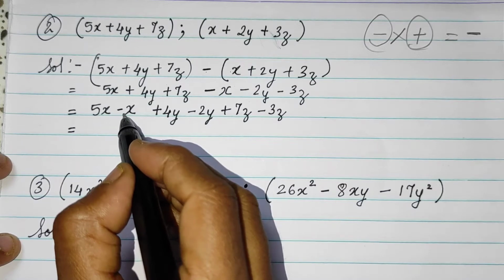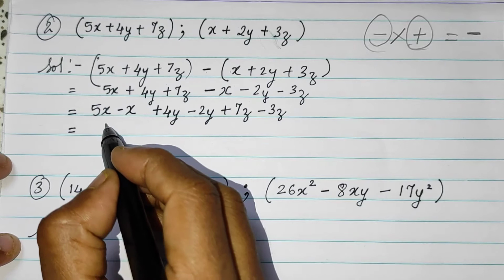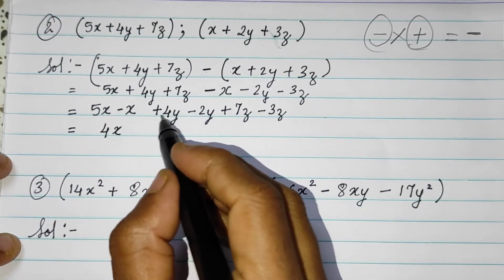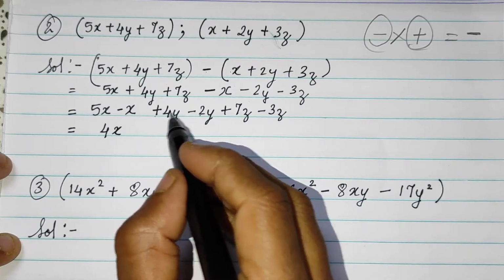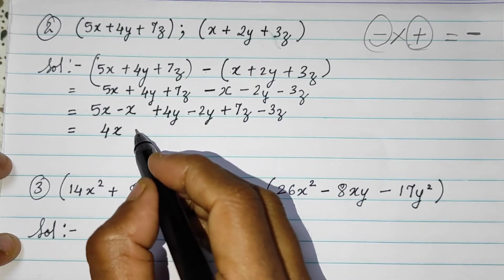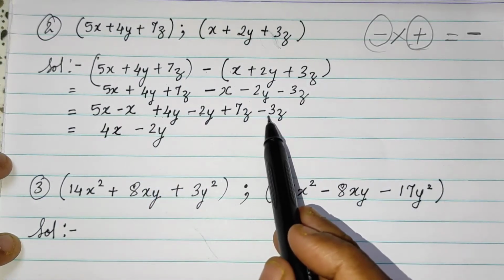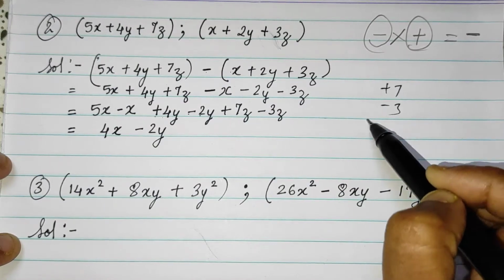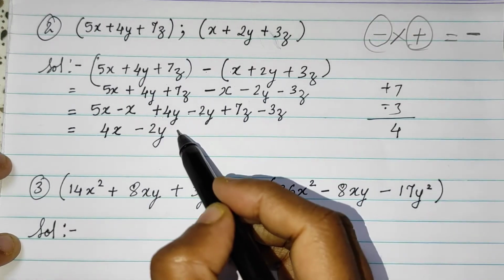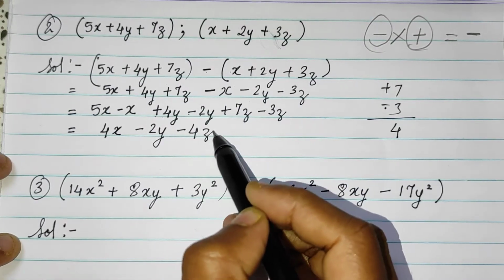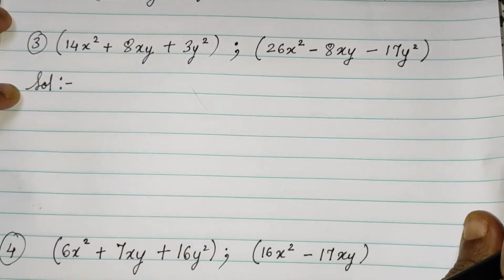So 5 minus 1, there is no number, that means 1. 5 minus 1, 4x. Plus 4 minus 2, 2y. And then plus 7 minus 3, 4, so plus 4z. This is your answer. Now let's see our third sum.